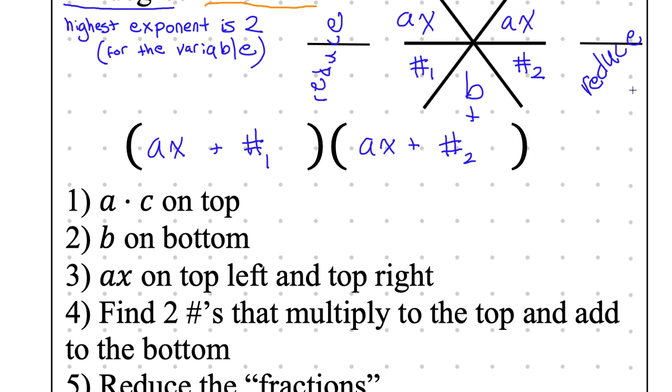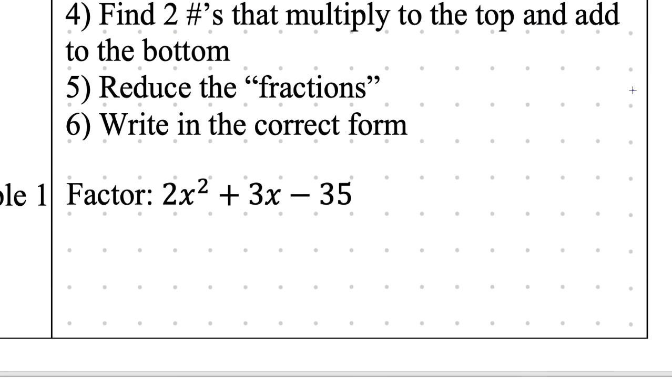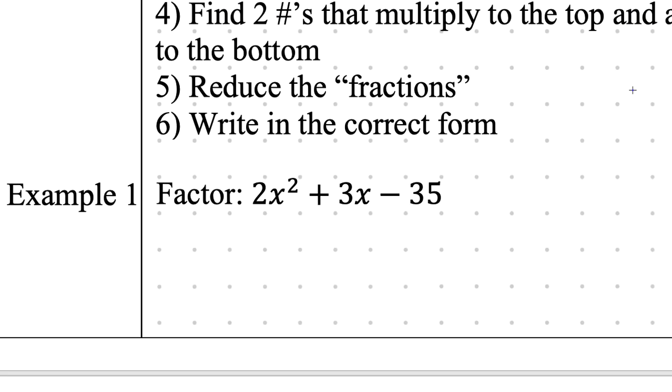Let's see an actual example. I have this trinomial. All right, first step is always to do what? Go back to the very top. First step is to, Jade? GCF, cool, there it is. GCF of 2x squared, 3x, and negative 35 is what? Find the greatest common factor.